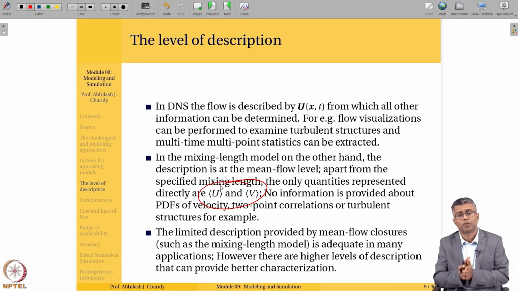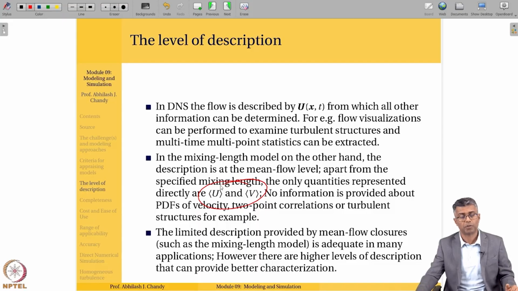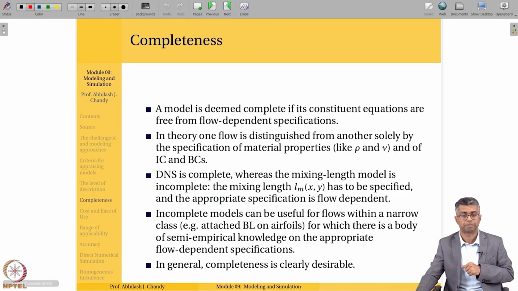But to date, with all that we know about turbulence modeling, with all the computing resources that are out there, these kinds of models are hardly used. So that is as far as the level of description is concerned: DNS versus the mixing length model.